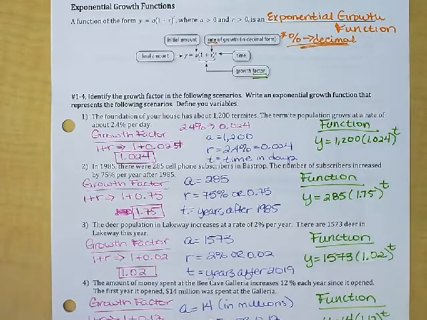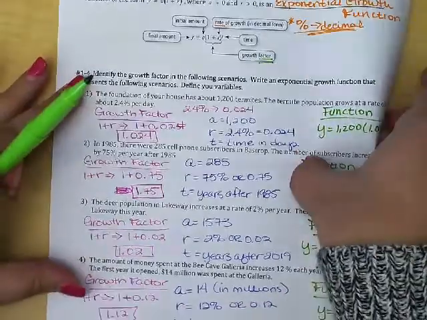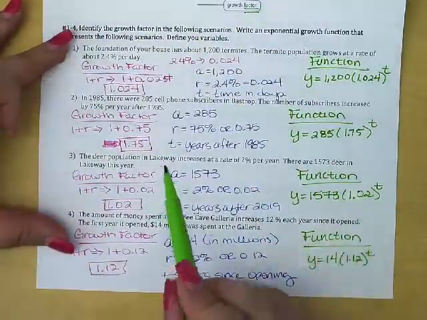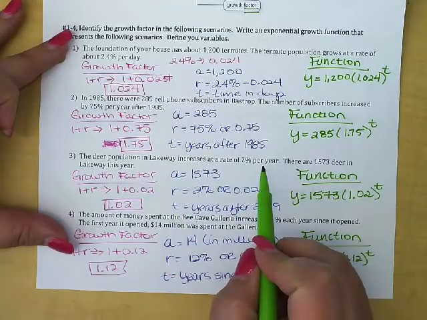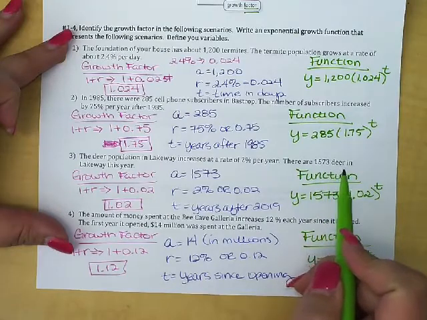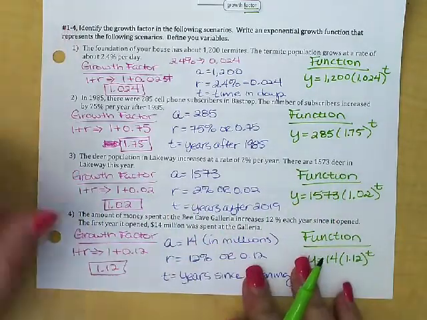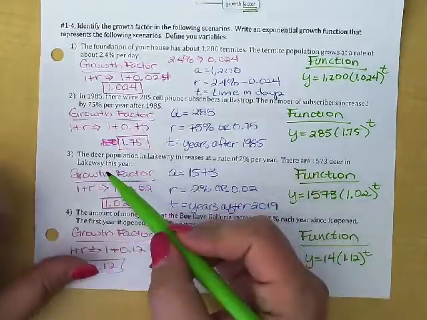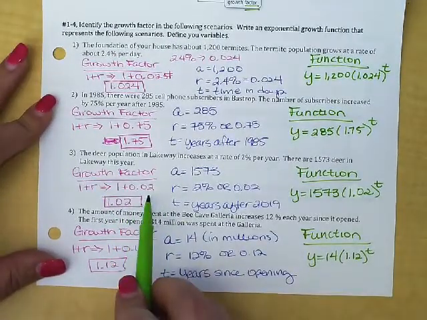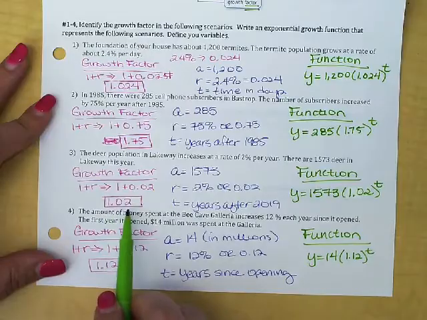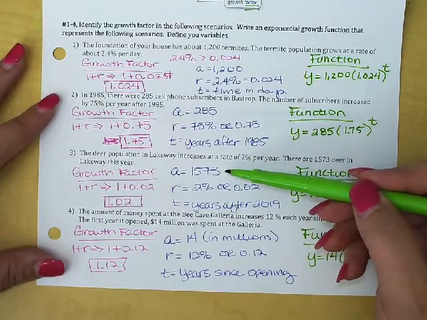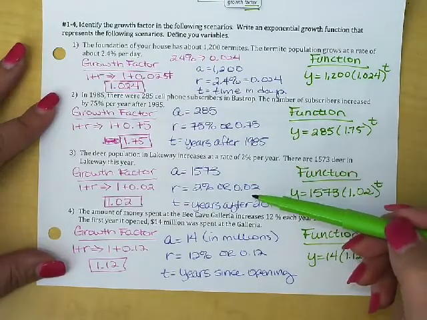Okay, so go ahead and check your answers here on numbers 3 and 4. So on number 3, the deer population in Lakeway increases at a rate of 2% per year. There are 1,573 deer in Lakeway this year. So first, for our growth factor, once again, 1 plus the growth rate. We change that to a decimal, we add it, we get 1.02. Then we define our variables. A is going to be our initial population, 1,573.